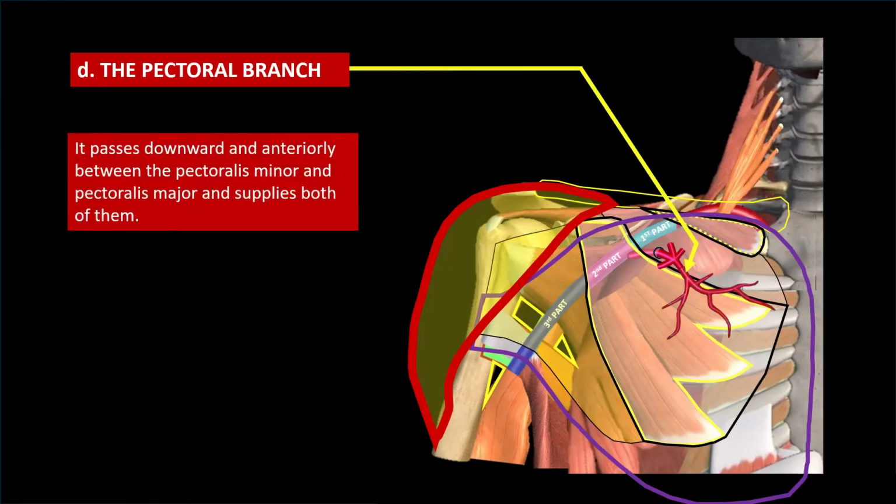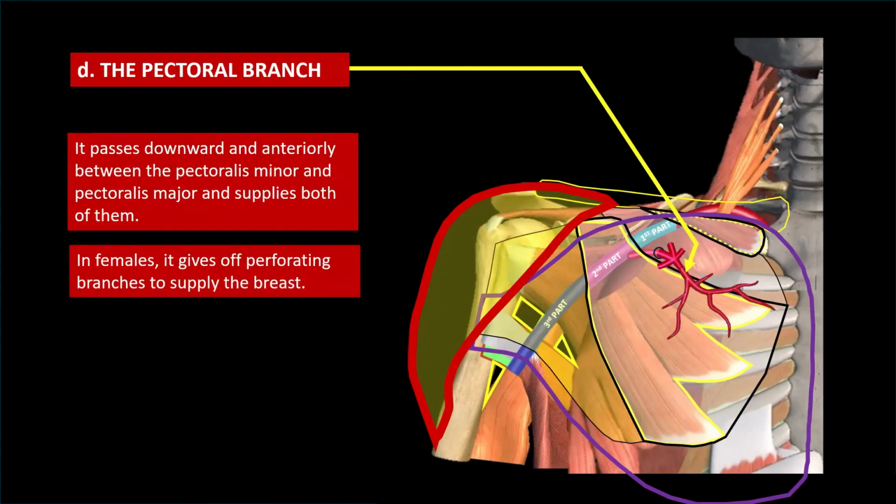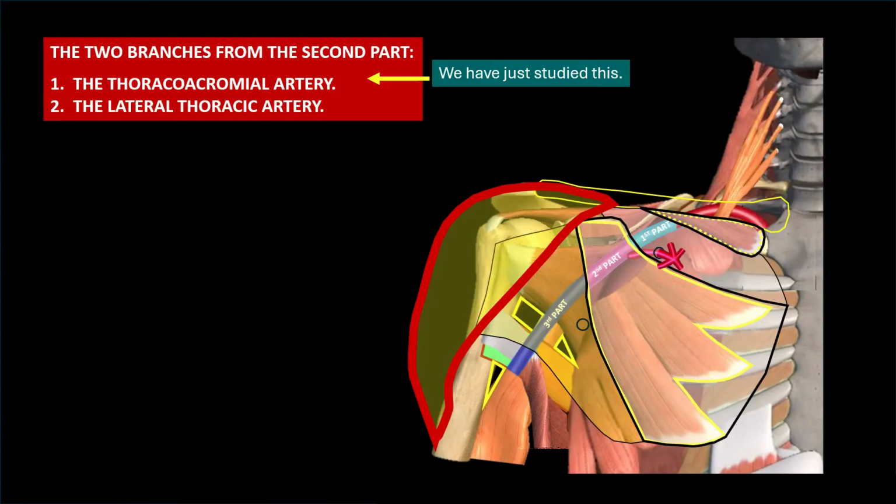It passes downwards and anteriorly between the pectoralis minor and the pectoralis major and supplies both of them. In females, it gives off perforating branches to supply the breast. We have just studied this.